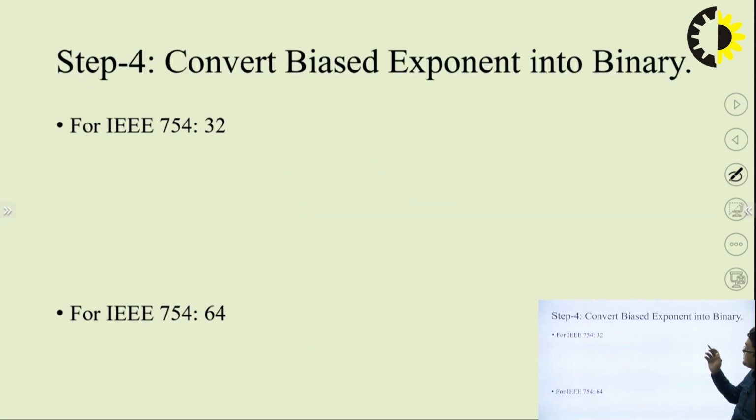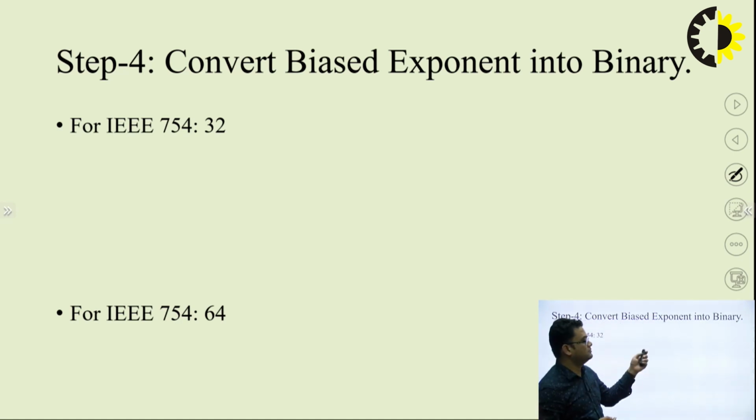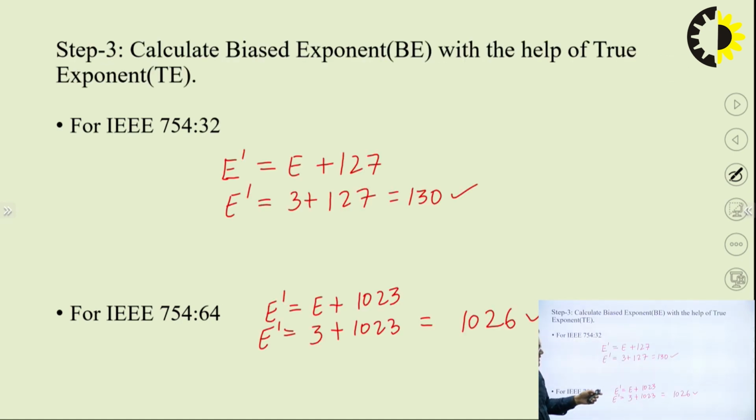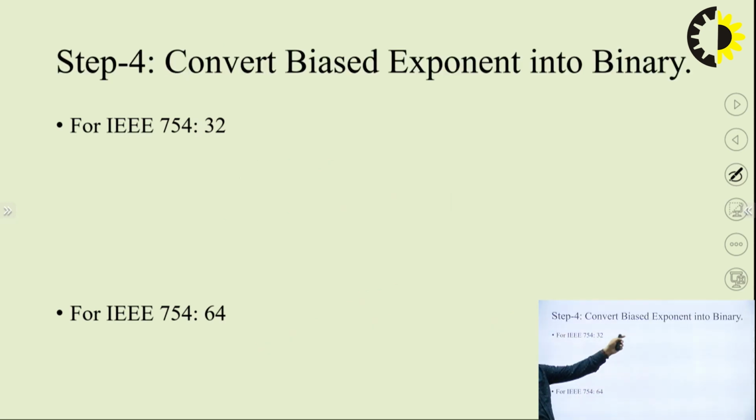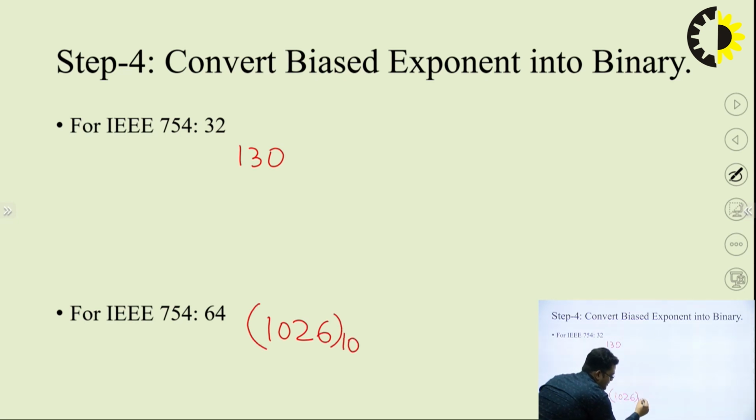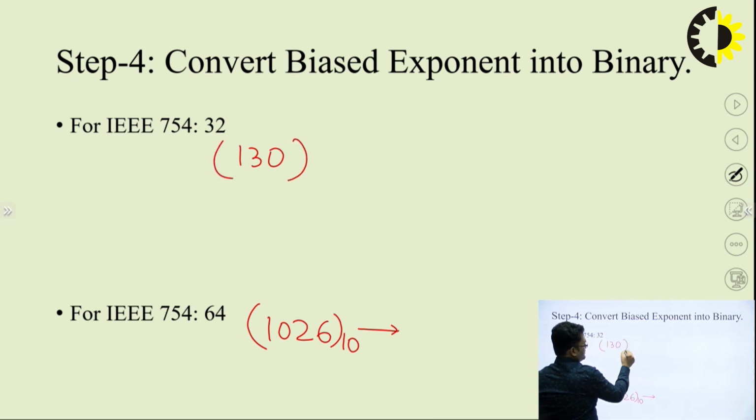Now our next step, we have to convert this biased component into binary form, which we have calculated as just 130 and 1026. We need to find the binary of these numbers. So if we are talking about 32-bit, we have the value 130, and for 64-bit we have the value 1026. So what we need to do is convert these numbers into the given binary form.